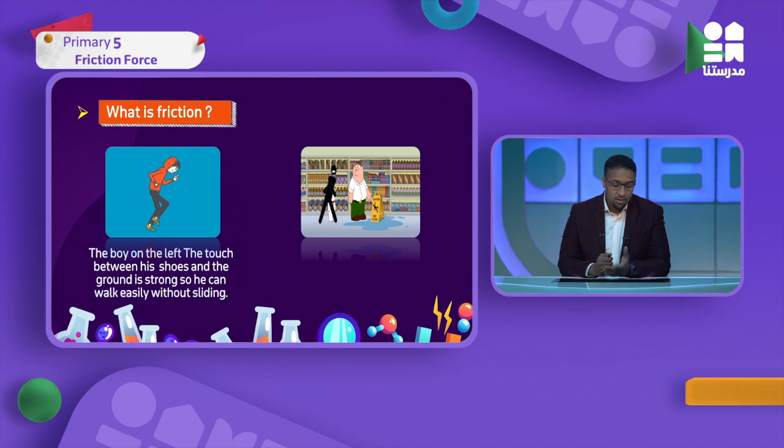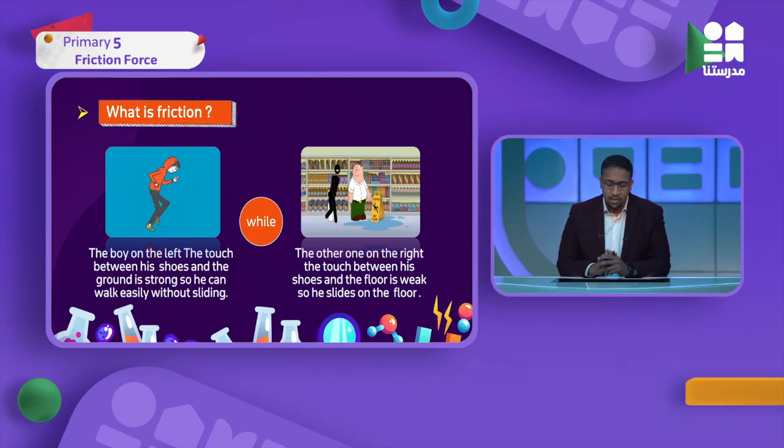left side, the touch between the shoes and the ground is strong, so he can walk easily without sliding. So this boy can walk very easily without any slide. So he moves strong, the touch between his shoes and the ground or the floor is very strong, and this touch enables him to walk very easily.